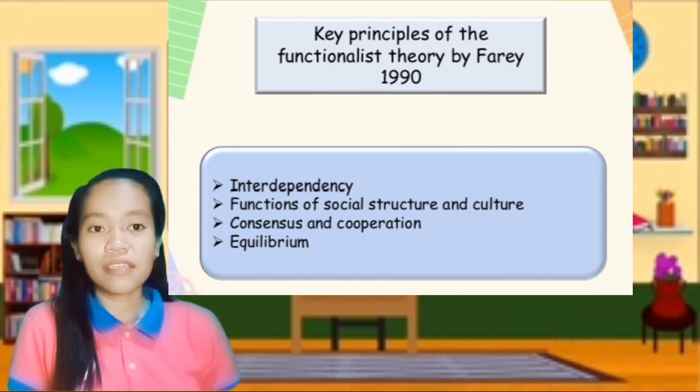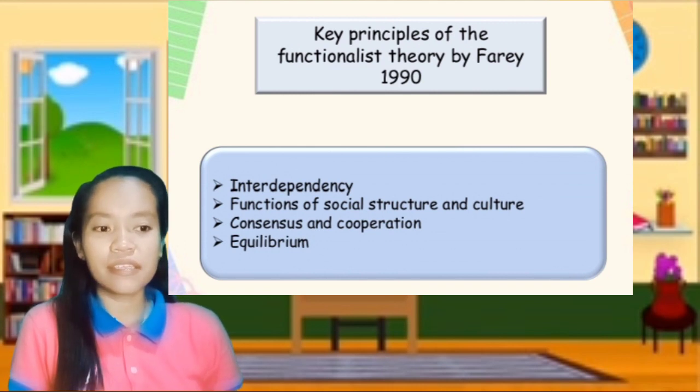Third, consensus and cooperation. Societies have a tendency towards consensus, that is, to have certain basic values that nearly everyone in the society agrees upon. Society tends toward consensus to achieve cooperation.